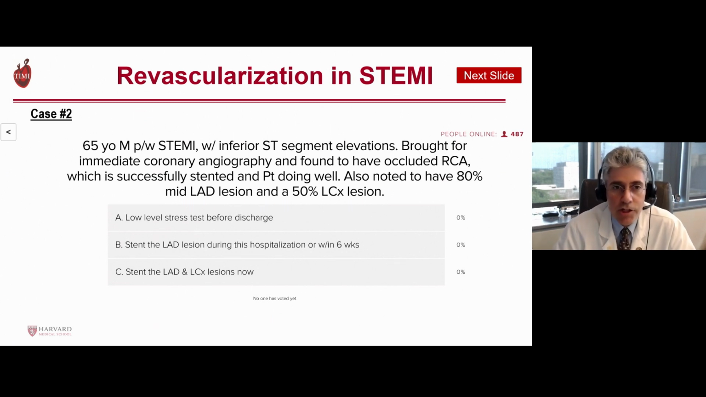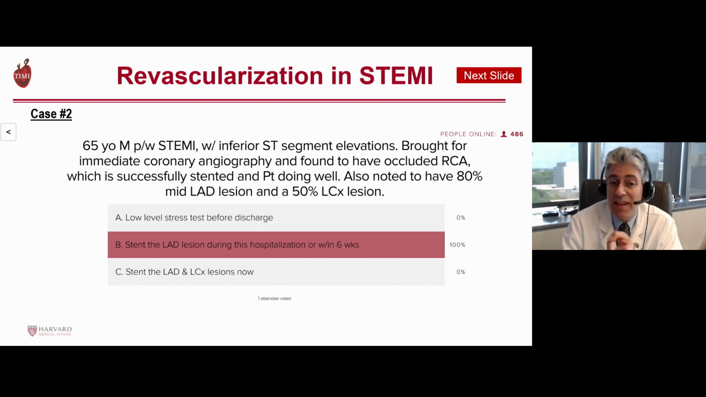Okay, second question here. Now we have a 65-year-old man who presents with a STEMI, with inferior ST segment elevations. He's brought for immediate angiography and found to have an occluded RCA, which is successfully stented, and the patient's doing well. Also noted to have an 80% mid-LAD lesion and a 50% circumflex lesion. How would you like to manage this patient? A low-level stress test before discharge, stent the LAD lesion during this hospitalization or within 6 weeks, or while they're on the table, stent the LAD and the left circumflex right now. So let's have people vote.